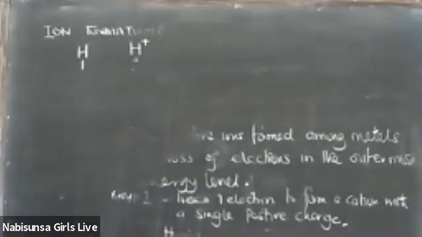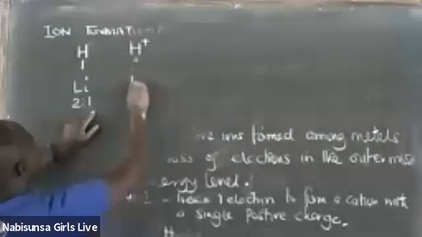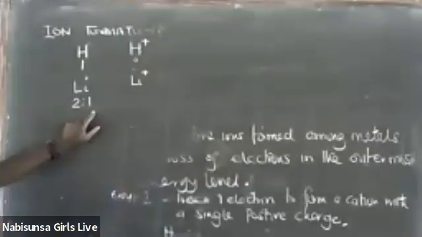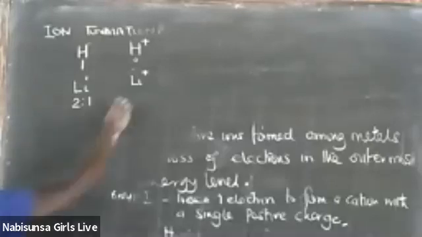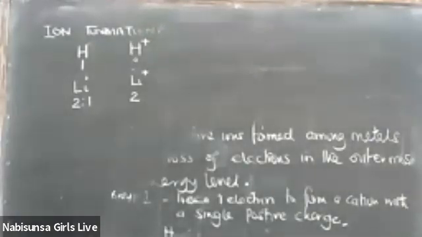Hydrogen electronic configuration 1. Number of electrons it can lose is 1. What do we end up with? H plus, single positive charge. How many electrons are left? Now lithium, 2, 1, goes to 2. What do we end up with as the formula? Li plus, a single positive charge. What's the electronic configuration of the ion? It is just 2 now, because this one is lost. It is gone.